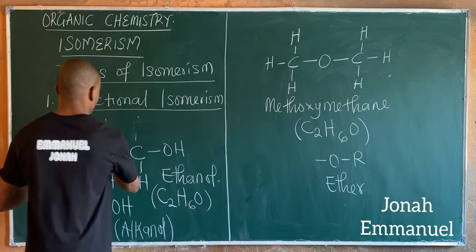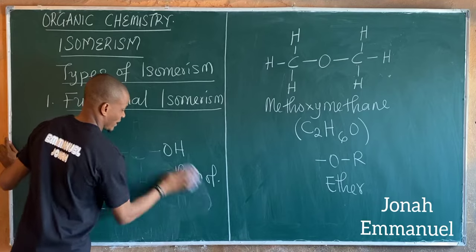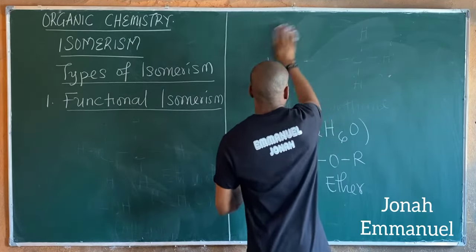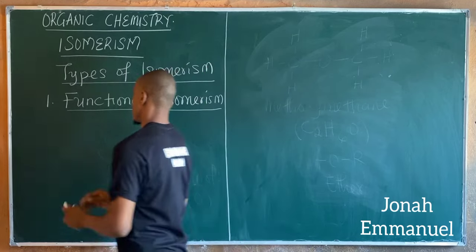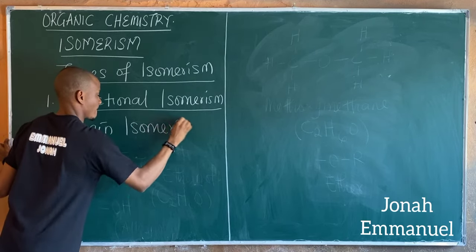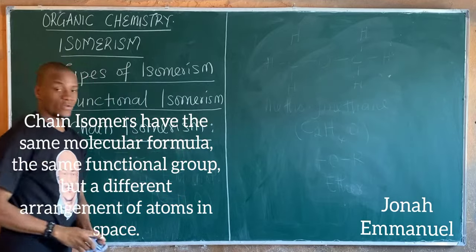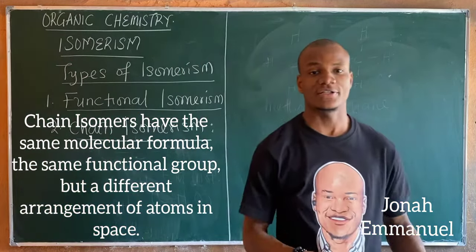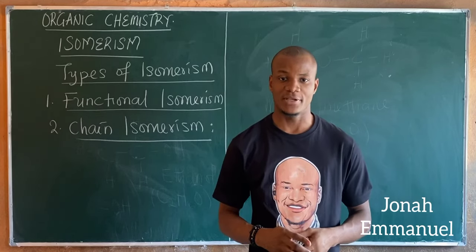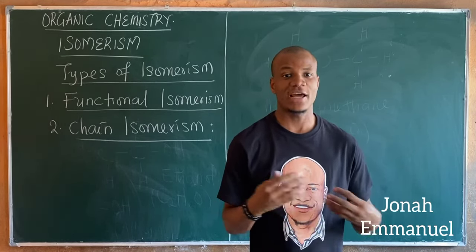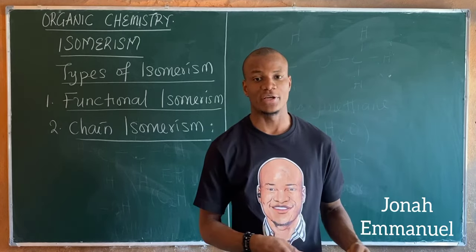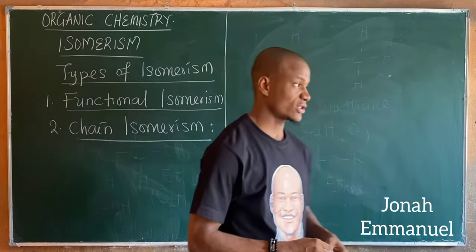The second type of isomerism we have is known as chain isomerism. So my number two type of isomerism is chain isomerism. Alright, for chain isomerism, they have the same molecular formula. They also have the same functional group, but they have different arrangement of atoms in space. For instance, compounds that exhibit chain isomerism include butane and 2-methylpropane. So consider these two compounds.